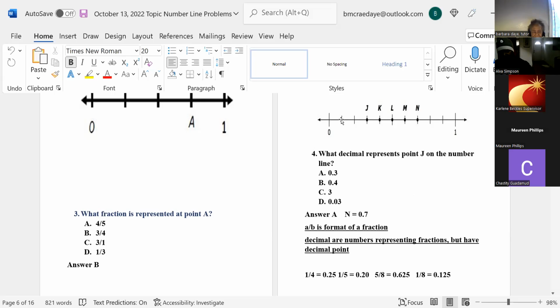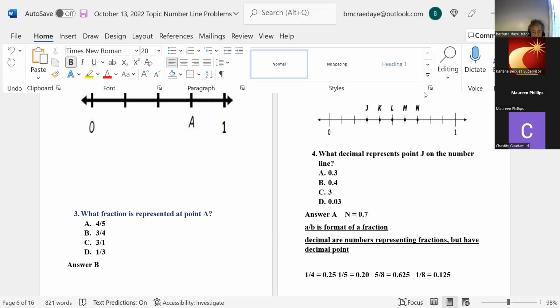Yeah, okay. So each one of these markers here represents a tenth. So that's 9/10, 8/10, 7/10. So N is 7/10, M is 6/10, L is what? 5/10, K is 4/10, J is 3/10.